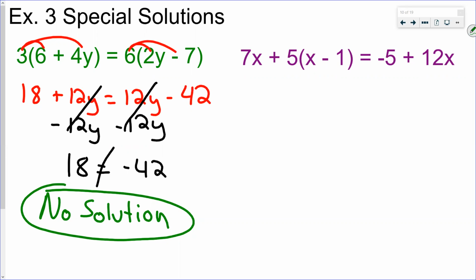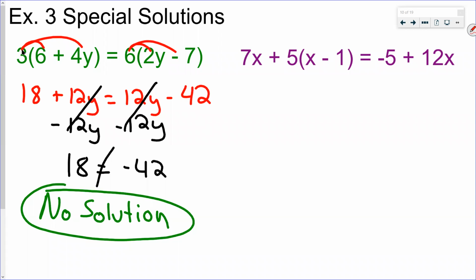So if you run into a situation where the numbers on both sides do not equal each other, so they're different, the answer is no solution, meaning there is no number we can plug into the variable y that will give us a correct statement. All right? So let's look at another one.